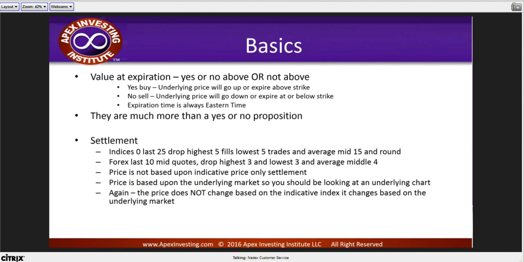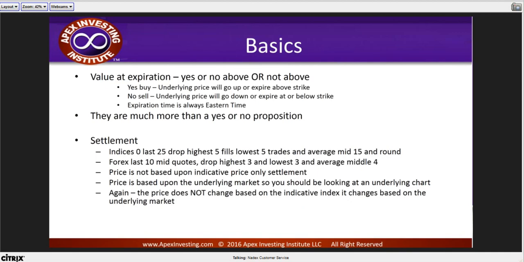Now, I'm just trying to put a few advanced concepts in your head. We can get in, let's get out. It's not just about expiration. At expiration, what happens? On the indices, they take the last 25 fill prices. They drop the highest 5 fills, they drop the lowest 5 fills or trades, and they average the mid 15 and they round them out. Okay? So if there's 25 quotes, the highest 5 prices that the market was filled at, they drop them. The lowest 5 fills that came in, they drop them. The mid 15, they average, and that's the settlement.